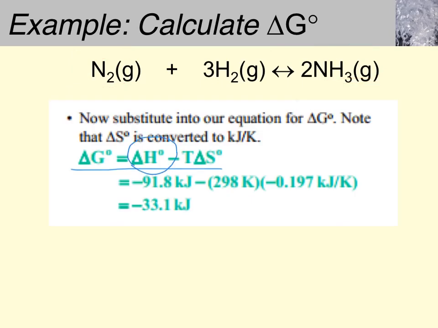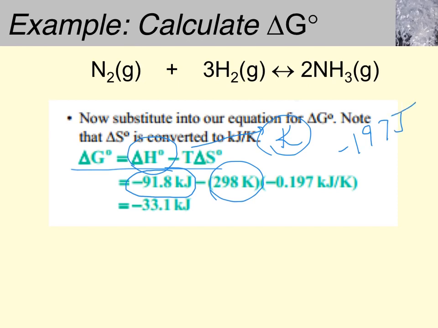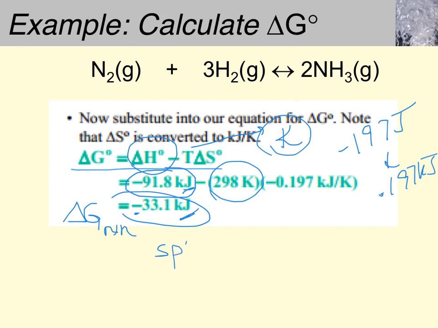The enthalpy of reaction that we just calculated is minus 91.8. Make sure you change temperature to Kelvin. And in this case, I converted the minus 197 joules to minus 0.197 kilojoules, so my units are going to be in kilojoules. When I plug and chug, I get that delta G of this reaction, the Haber process, is minus 33.1 kilojoules. It has a minus sign, which means it is spontaneous.